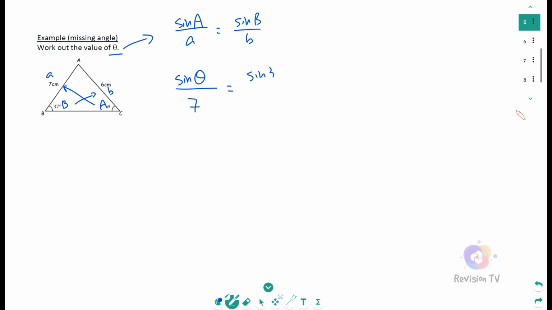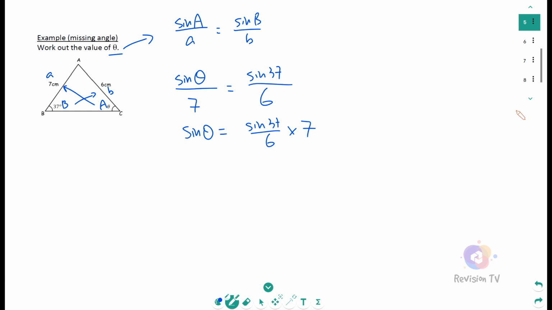So this time, to work out a missing angle theta, we use the other version, which is sine A over a equals sine B over b. Missing angle is going to be capital A, so therefore this must be small a, that must be capital B, and that must be small b. So we're going to write down sine A, which is sine theta, over 7 equals sine B, which is sine 37, over 6. We multiply the denominator to the right hand side, so sine theta equals sine 37 over 6 times 7.